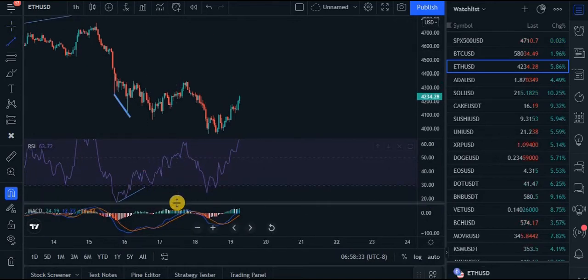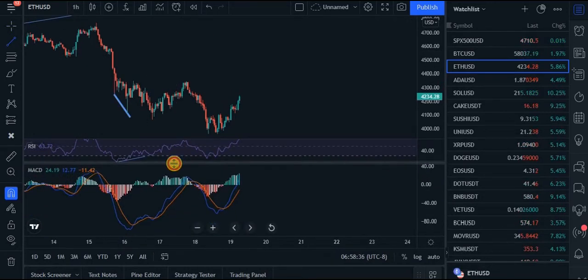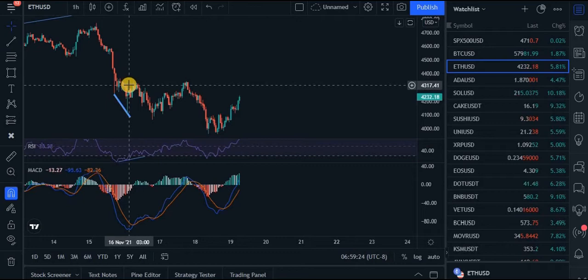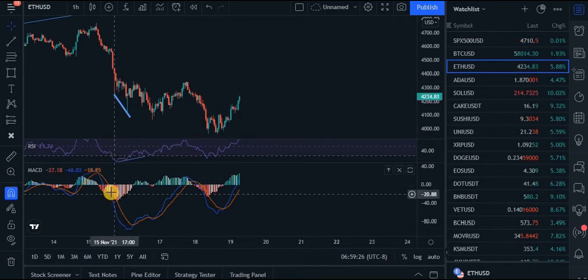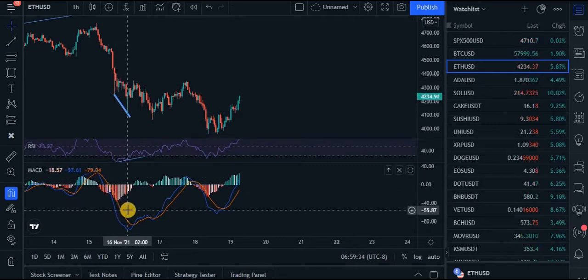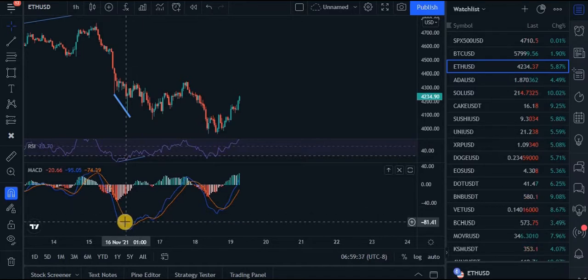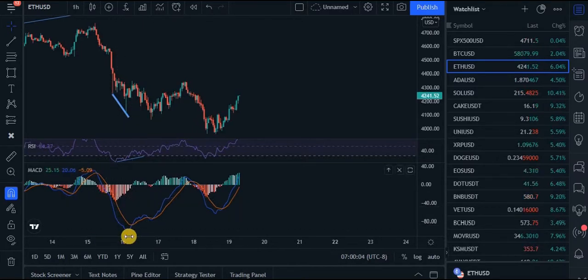Let's see if we can find the divergence on the MACD as well. As you can see, we can't find any divergence on MACD. This is where we have a divergence on RSI, but there is no divergence on MACD. MACD is going down exactly like our chart.